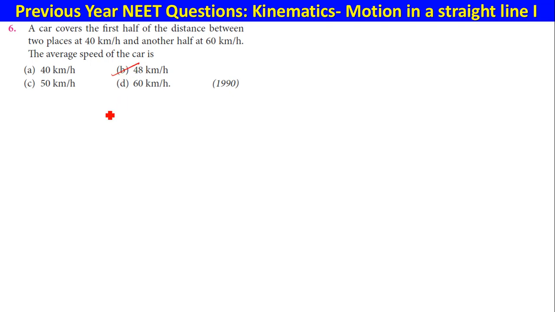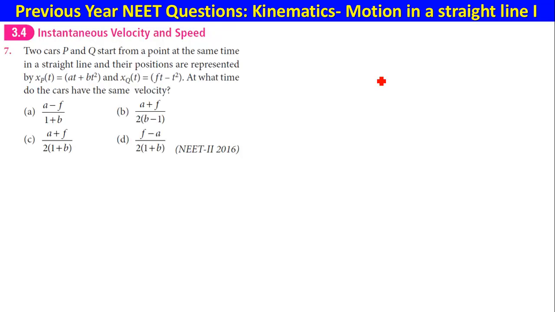So we have not done the same problem, but a similar problem where you have V1 and V2 as 40 and 60. The average was given as 48 km per hour. The same question was given in a different manner. Okay, next, those were about average speed and average velocity problems. Now let us discuss instantaneous velocity and speed problems.